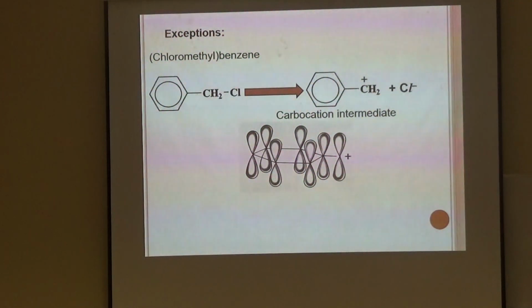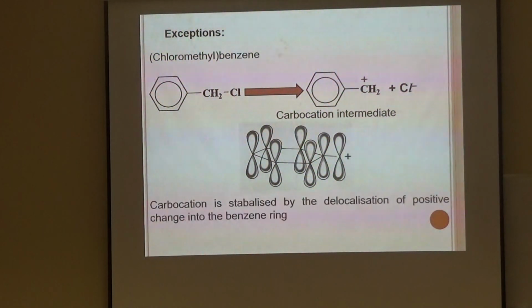Really, you're trying to copy this diagram? Okay. The carbocation is stabilized by the delocalization of positive charge into the benzene ring. Oh, take a picture, people. Or look at the lecture video online.